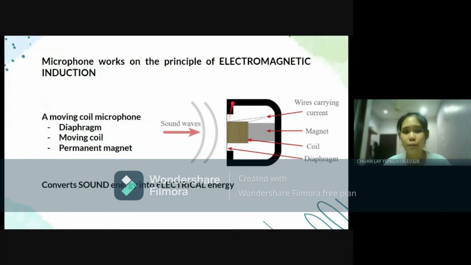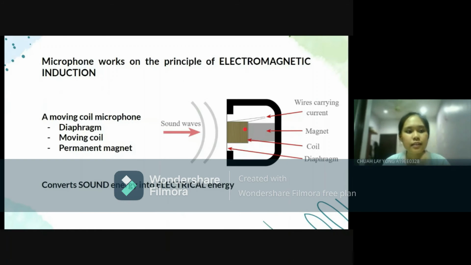A diaphragm is a thin piece of metal, plastic, or aluminium that vibrates when it is struck by sound waves. It is attached to the moving coil, and when it vibrates, it will move the moving coil back and forth around the permanent magnet. When this happens, there will be a change of magnetic flux, which causes current to be induced.